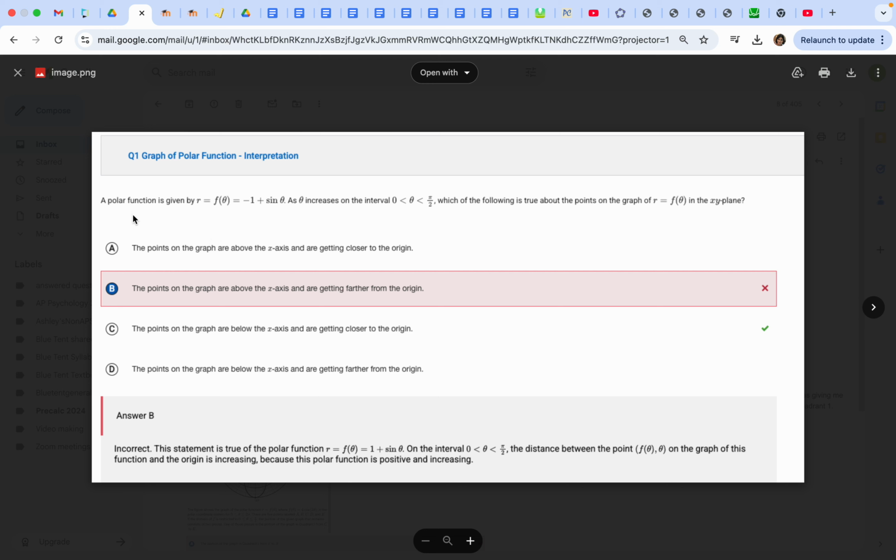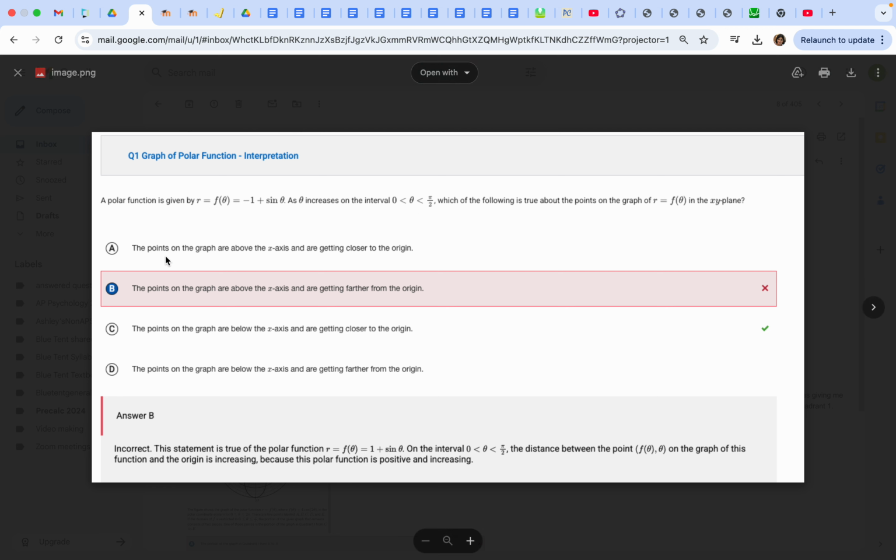Asked me about this. It says a polar function, r equals -1 plus sine of theta. As theta increases on the interval, which of the following is true? Right, so as we're going away from 0, getting close to pi over 2. Which of these are true?